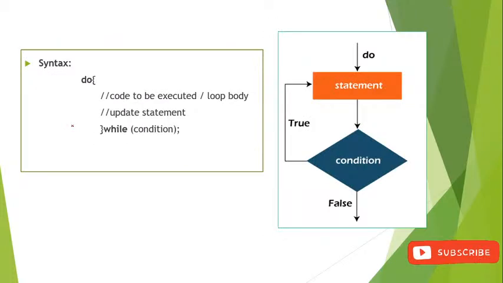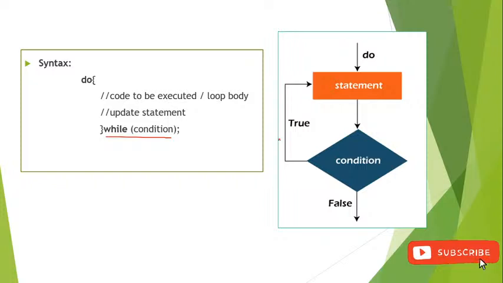Suppose we look at the syntax also. Inside the do while, first we will write the do keyword, after that we write the statement, and after that we write the update statement, meaning the increment or decrement, and in the last we will provide the while and the condition. At last we will write the condition.